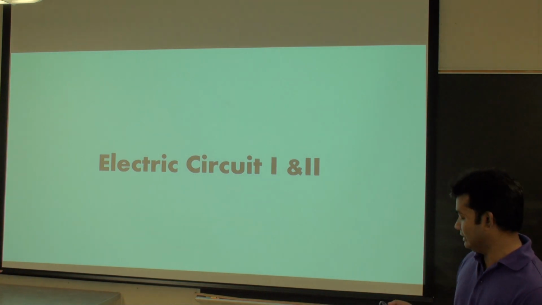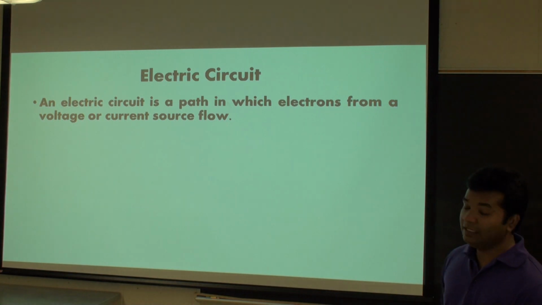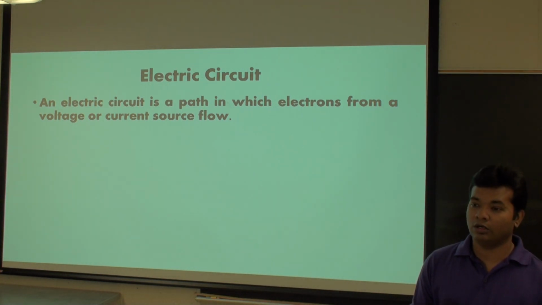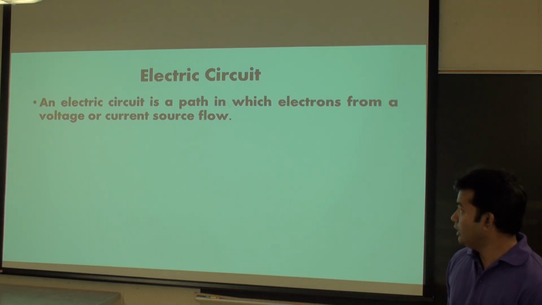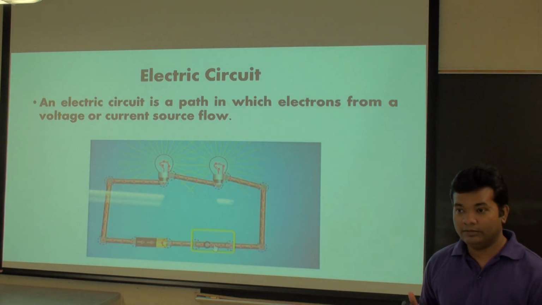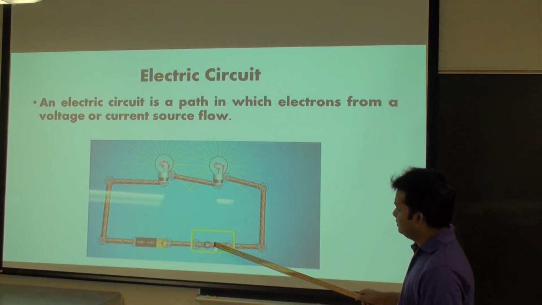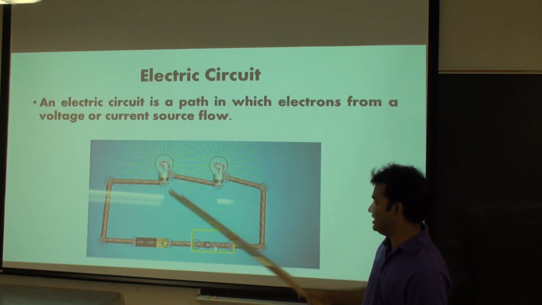I am going to present today electric circuit 1 and electric circuit 2. So what is an electric circuit? An electric circuit is a path in which electrons from a voltage or current source flow. We have a simple electric circuit here where we have one battery, one switch and two bulbs in series.